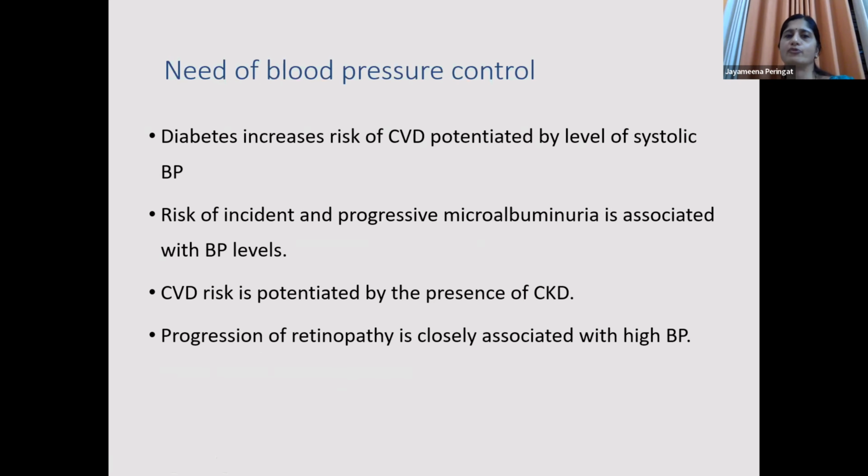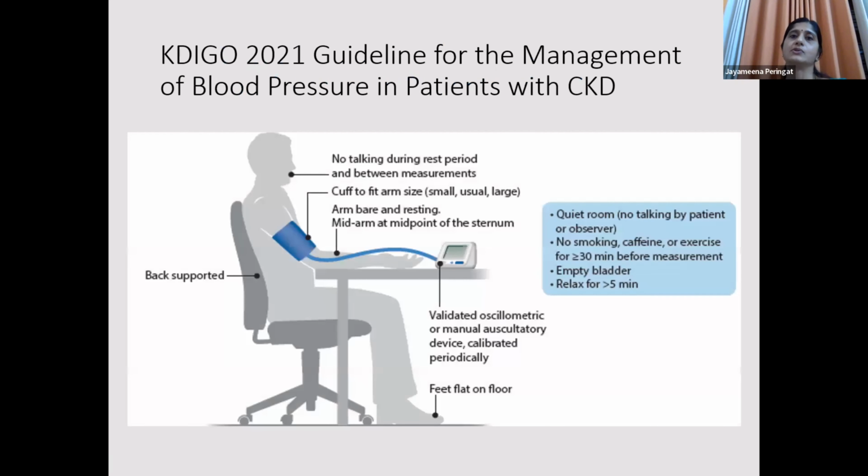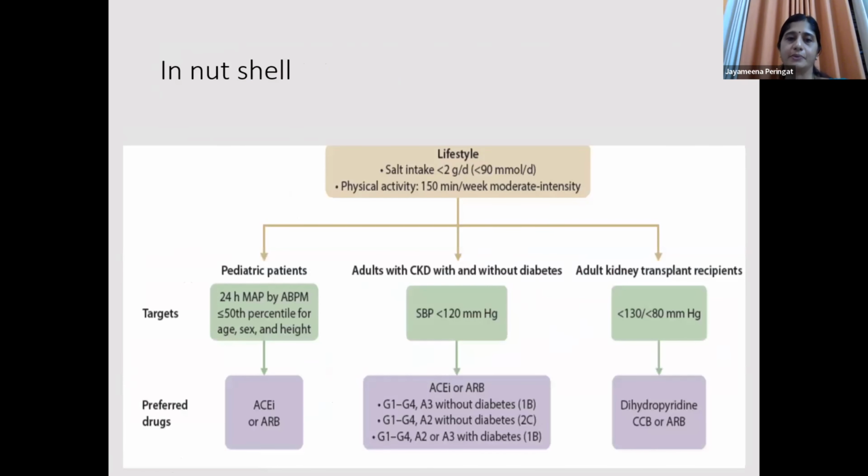So what is the need of blood pressure control? Basically, high blood pressure is one of the causes for accelerated progression of CKD. Diabetes increases the risk of cardiovascular diseases, potentiated by the level of systolic blood pressure, and the incidence of progressive microalbuminuria is also associated with blood pressure. Progression of retinopathy is also associated with high BP. The KDIGO guideline basically requires an office recording with so many requirements. I think all these requirements are practically a bit difficult, though we can try.